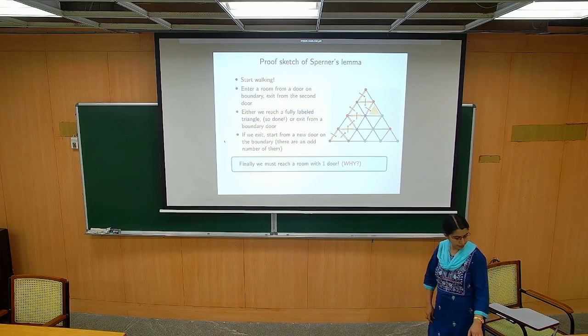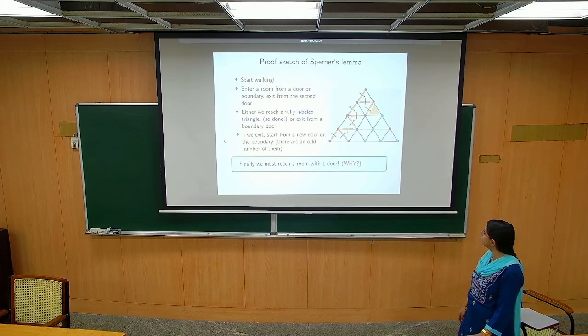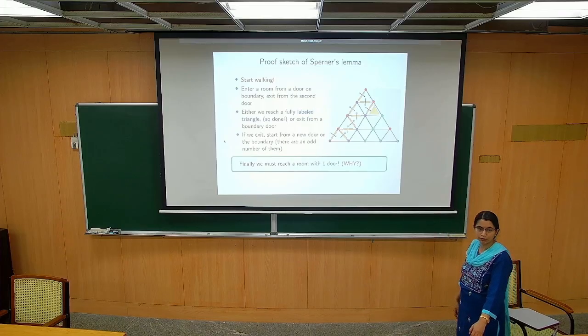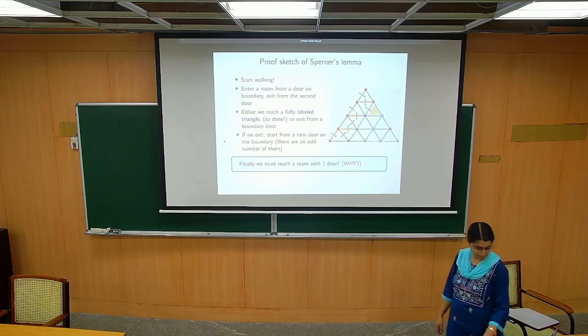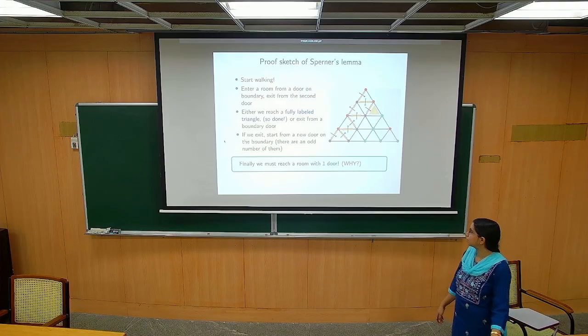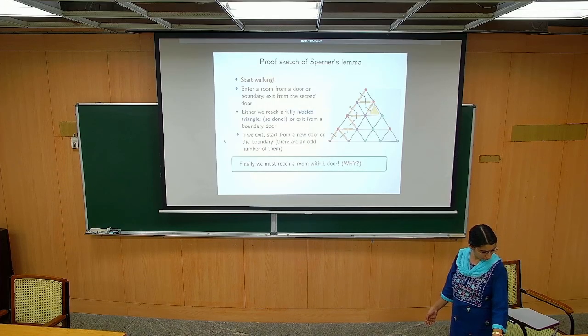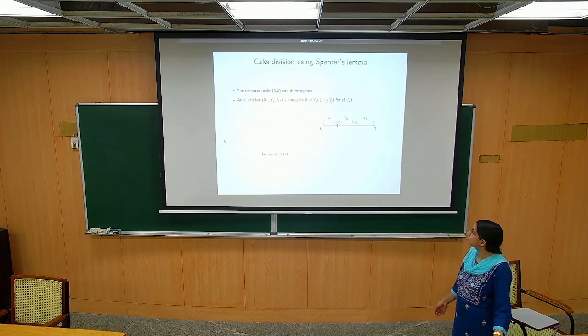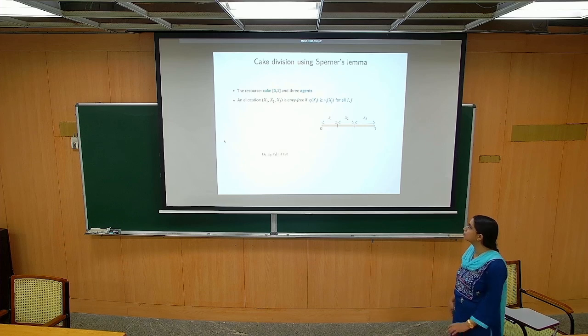Okay, so finally we must reach a room with 1 door, and that is what our fully labeled triangle is. So I hope you are roughly convinced that we will always have a fully labeled triangle because of this process. Now, how do we do cake division using this Sperner's lemma?